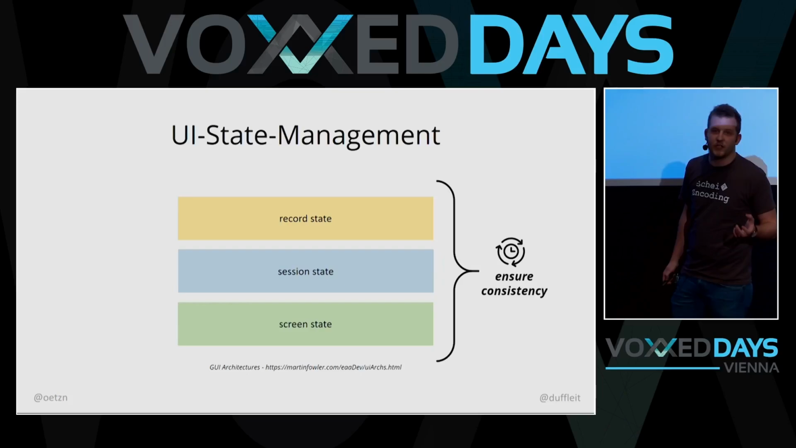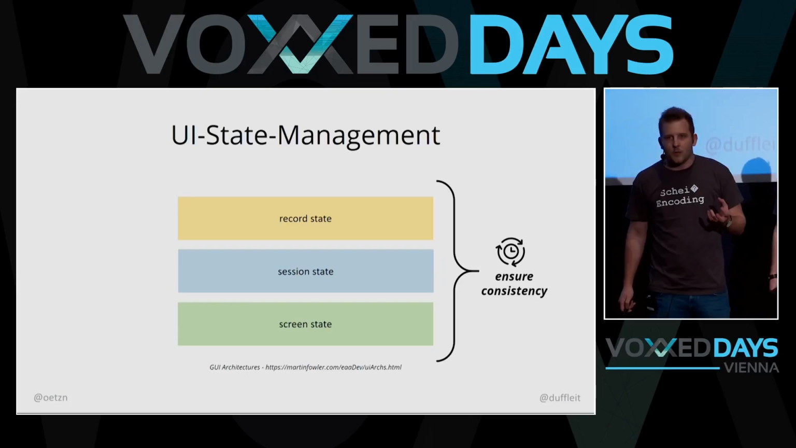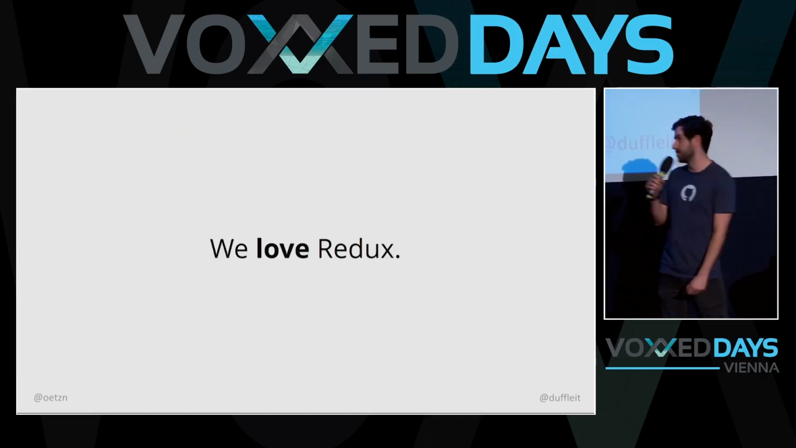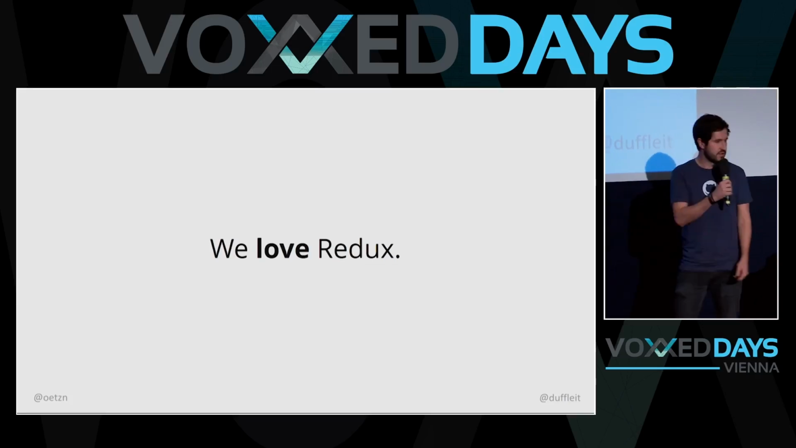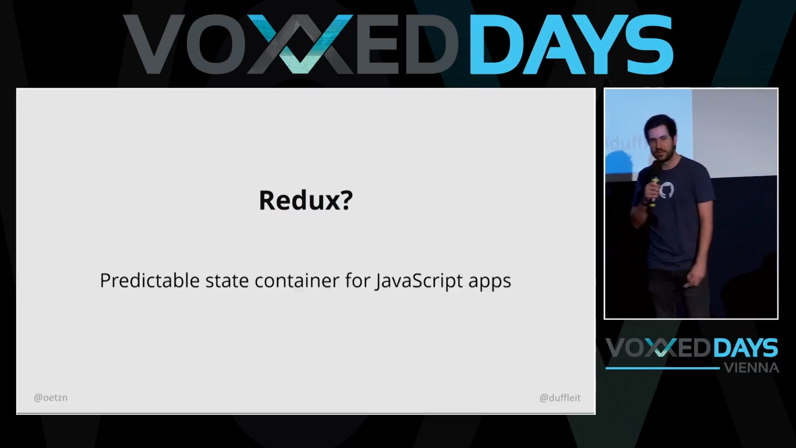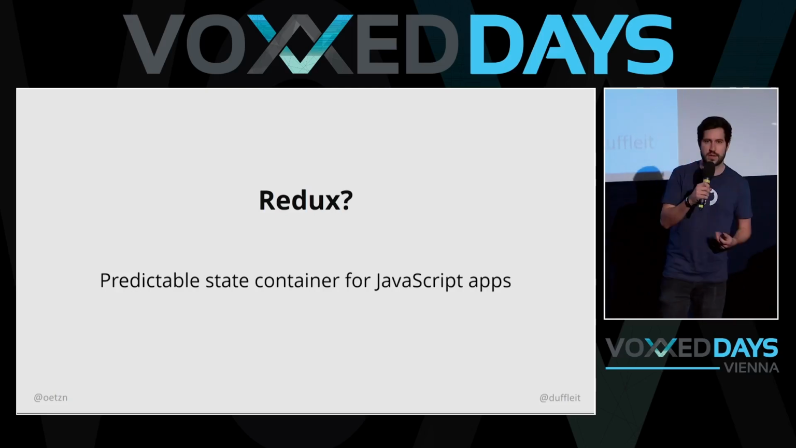And with React, you normally achieve this goal of keeping the state in sync with something called Redux. And so, yeah, we said we like React, but what we really love is Redux and how it works. And so the question is, what is Redux? Well, it's an independent library, independent from React, and it describes itself as a predictable state container for JavaScript apps.